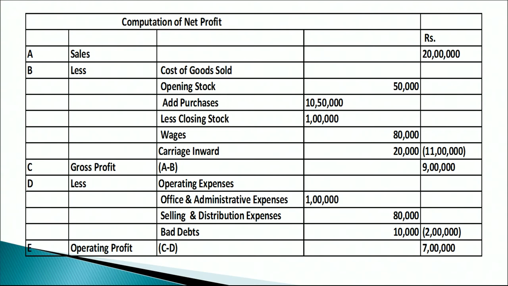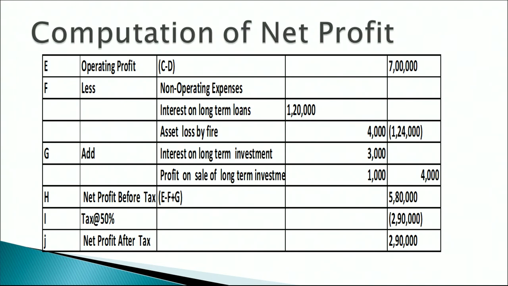Now, if you go further onto this slide, you see that the gross profit is 9 lakhs, but the operating profit is only 7 lakhs, which means we have to deduct our operating expenses. Operating expenses are all your office and administrative expenses and your selling and distribution expenses. Office and administrative expenses are incurred to support your sales, and selling and distribution expenses are made to deliver the goods to the final customer or to the retail shops. So they have to be incurred, and of course you will deduct your bad debts, and therefore all these expenses known as operating expenses, when deducted from gross profit, will give you a result of operating profit which will be only 7 lakhs. Now look at the calculation of net profit.